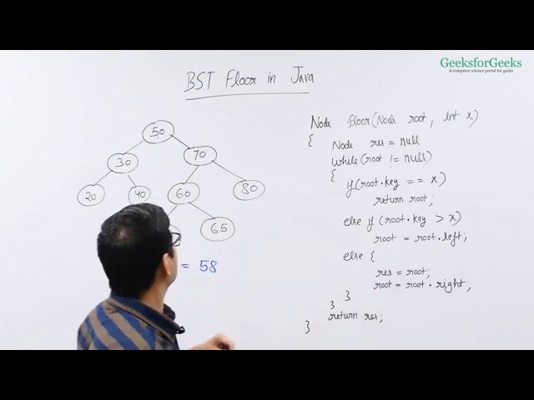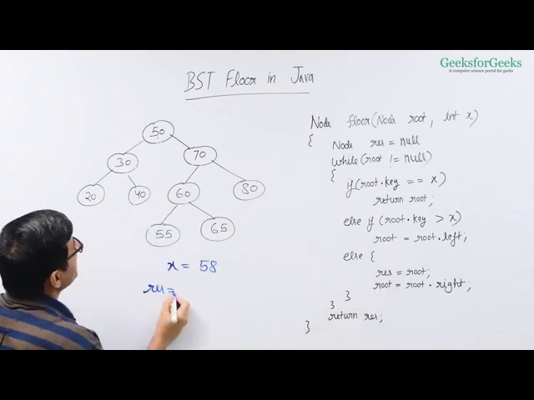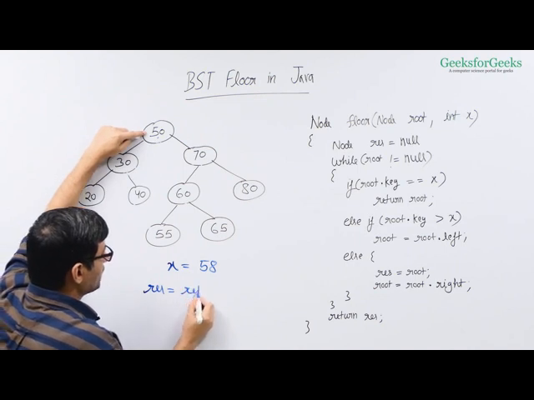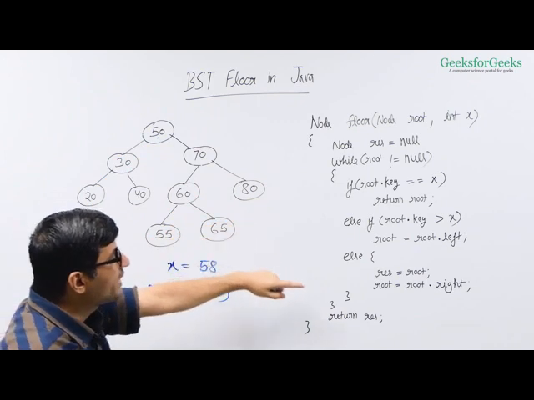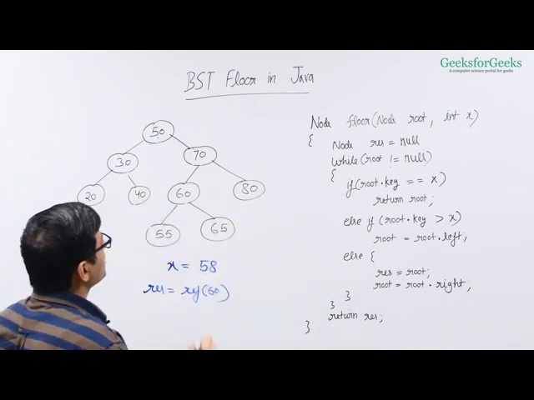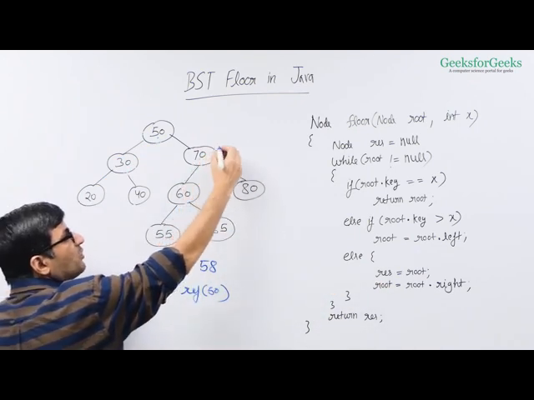And what do we do in this case? We first initialize the result as a reference to this 50, right? Now what do we do? We make root equal to root.right. So we come here. Now this is our new root.